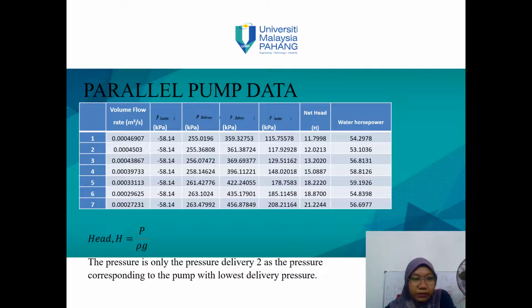And then lastly we have the parallel pump data, also same as the series pump data. The given data is volume flow rate, P suction 1, P delivery 1, P delivery 2, and P suction 2. The net head here is quite different because the pressure we take is only the P delivery 2, because it corresponds to the pump with the lowest delivery pressure. And then horsepower uses the same equation.